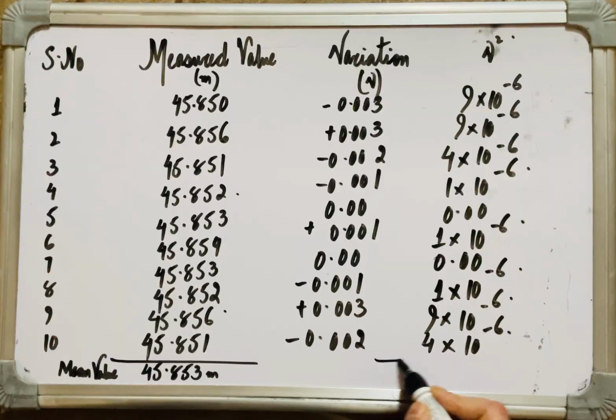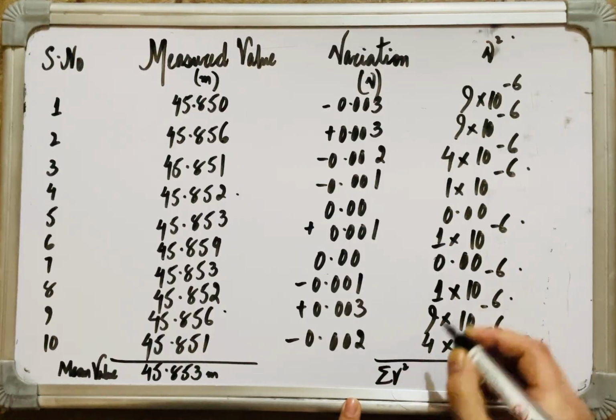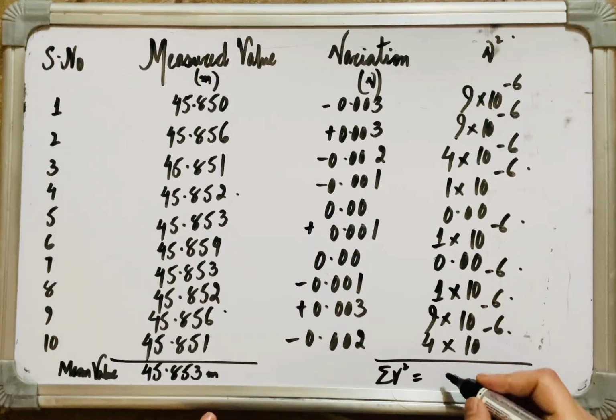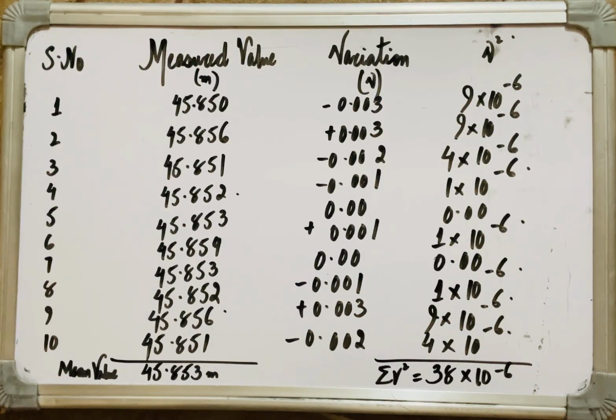Now our next task is to calculate the summation of v square, the sum of all of them, and by calculations that is equal to 38 into 10 raised power minus 6. All right, so we calculated the summation of v square, we calculated the mean value. Now let's move on.